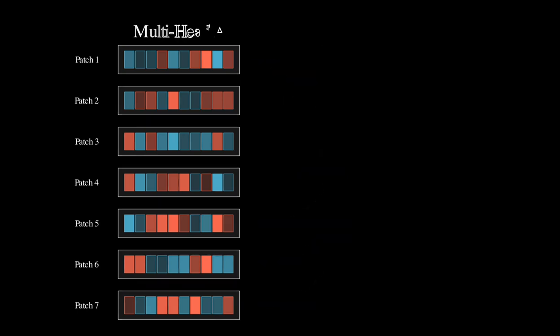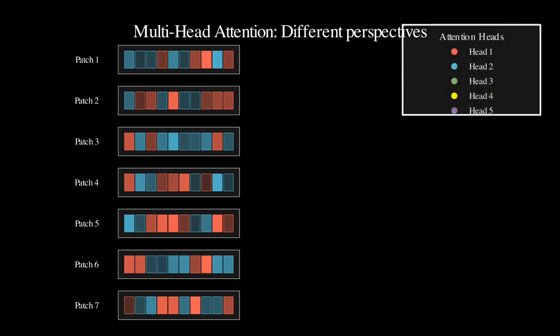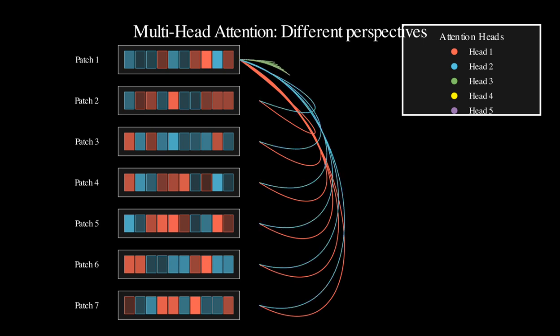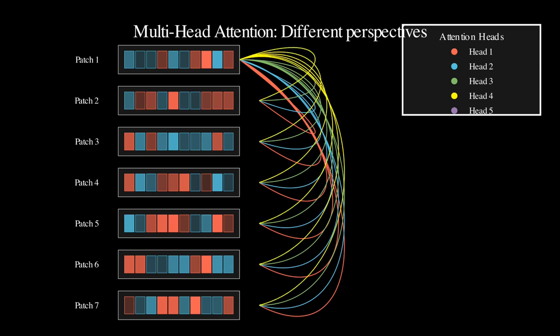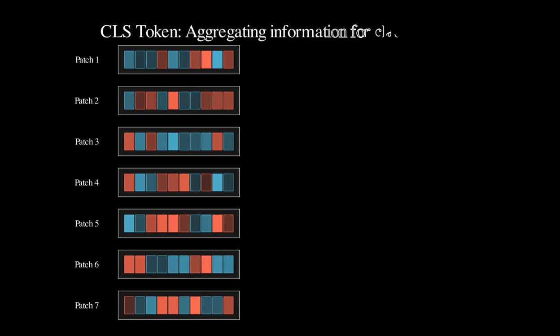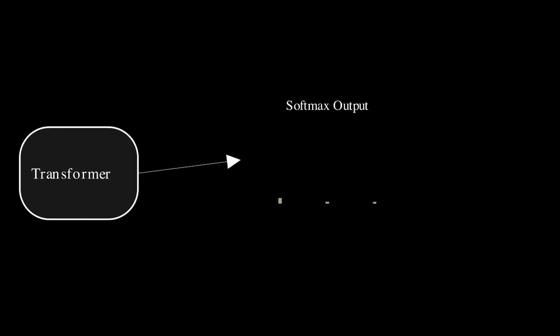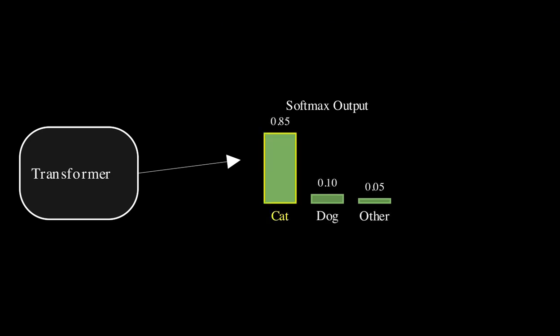And we don't just do this once, we do something called multi-head attention, where there are many perspectives. One head might focus on shapes, another on whiskers, edges, colors, and so on. Once it processes through these layers, the model looks at the CLS token, which now holds all the context, and makes the prediction. Inputting the CLS token into the transformer generates a softmax output, where it sees the probabilities of what the object could be, whether it's a cat or a dog, and chooses the highest probability.